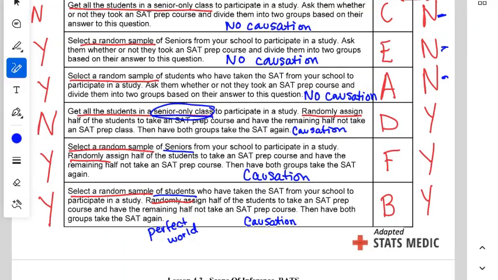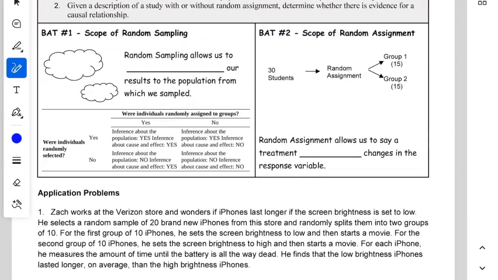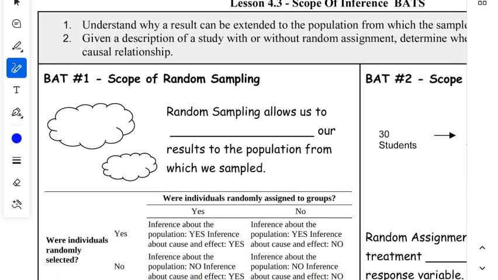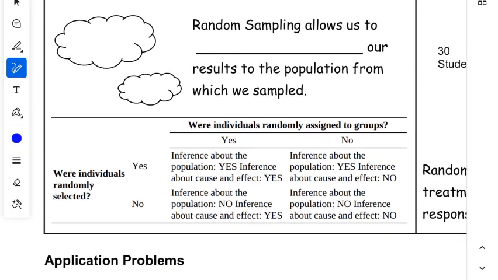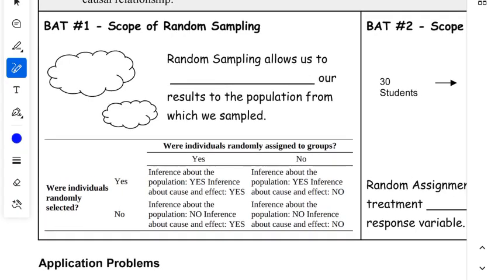There was a chart on your Ed puzzle that you did for 4.3, and it looks like this down here on that next page. So that tells you how you can make inferences based on random assignment and random sampling.